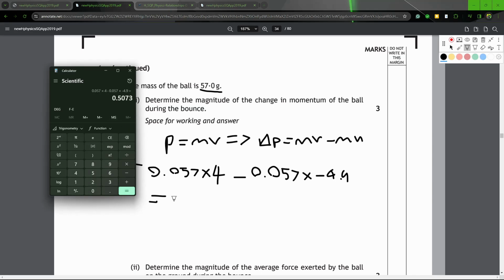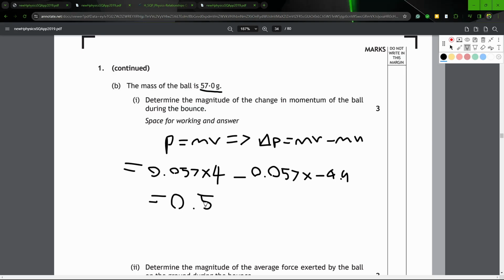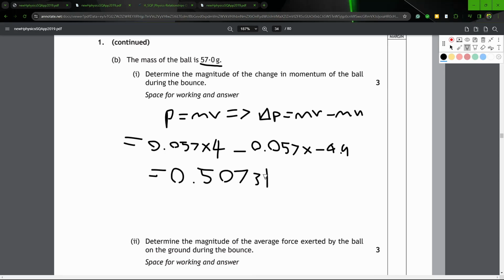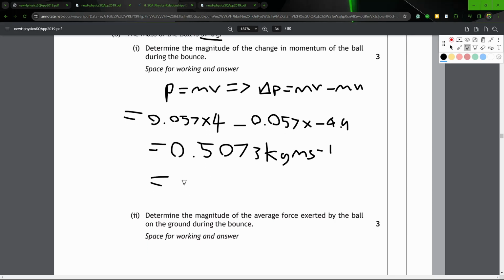And there we go, we've got 0.5073. And again, you can actually just leave it like that. Make sure to put units in though. And this is momentum, so it's kilograms meters per second, and you can figure it out because it's mass times velocity. I'll round it to 2 decimal places. It's just what I like to do, but they will just accept the top answer there.